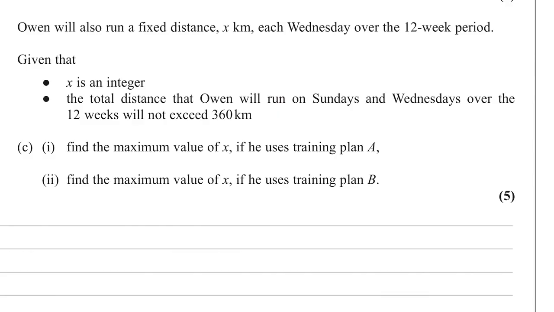In Part C, Owen will also run a fixed distance x each Sunday over a 12-week period. Given that x is an integer, the total distance that Owen will run on Sundays and Wednesdays over the 12 weeks will not exceed 360 kilometers. Find the maximum value of x if he uses training plans A and B.